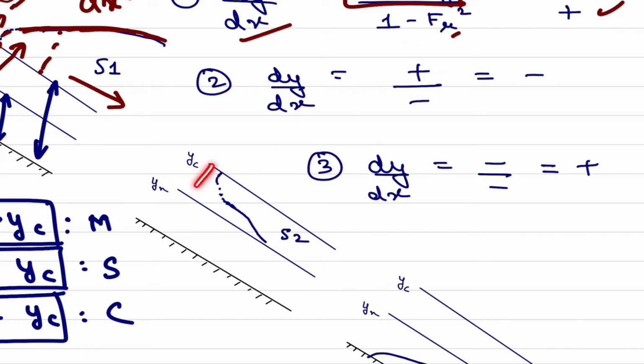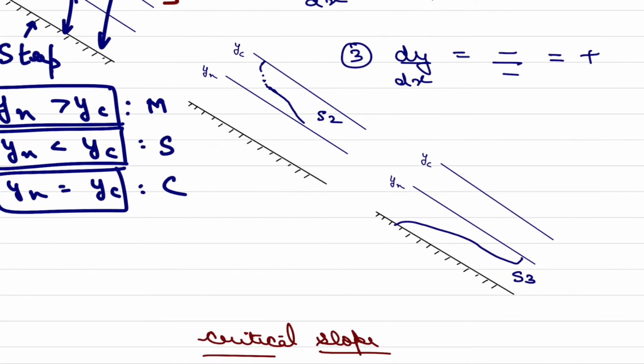However, now we are below yc. That means our flow is supercritical. That would mean our Froude number is greater than 1. And if Froude number is greater than 1, that would mean 1 minus any quantity greater than 1 should give us a negative sign, and positive upon negative is equal to negative. That would mean that as we progress ahead in region S2, our flow depth should decrease.